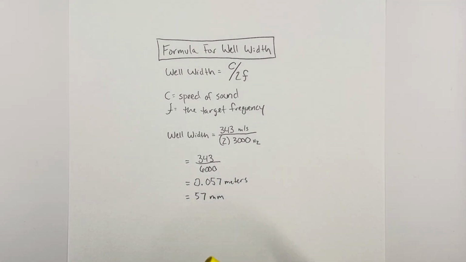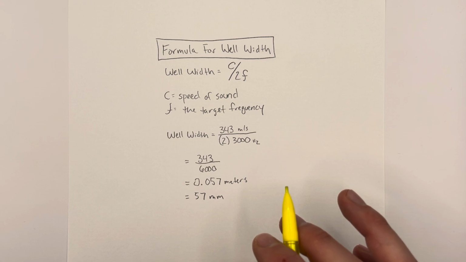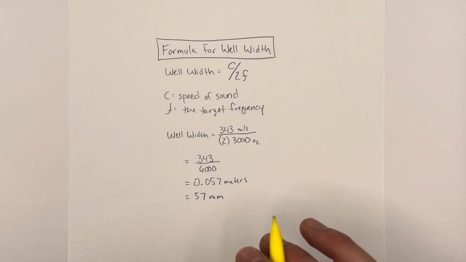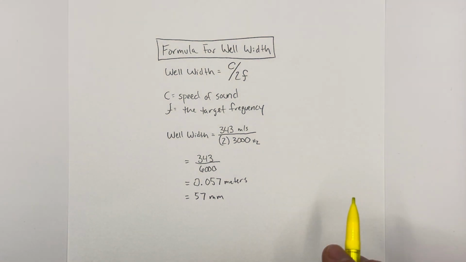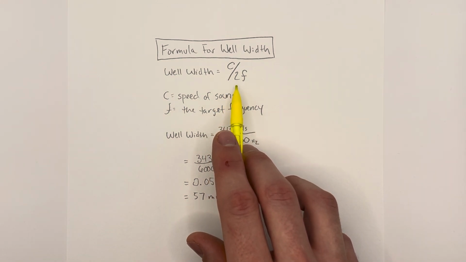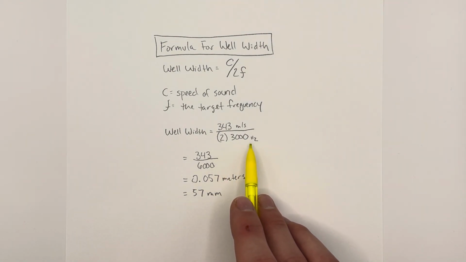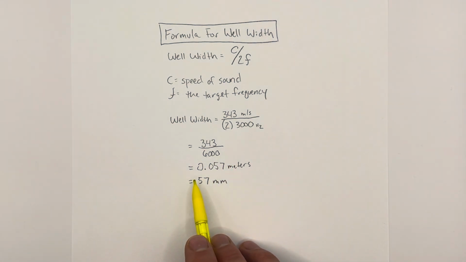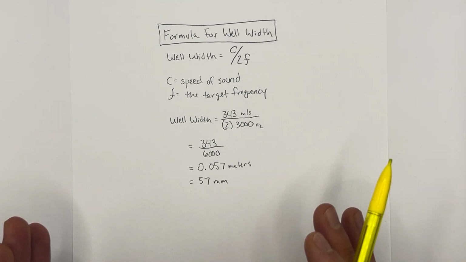Another thing you're going to need to calculate is the width of each well. To calculate the well width for a quadratic well diffuser, we use the guideline that the well width is approximately half of the shortest wavelength to be scattered. The shortest wavelength corresponds to the highest frequency. So we're going to use this formula: well width equals the speed of sound divided by 2 times the target frequency. For this example, we'll use 3000 hertz as the upper limit, and we'll get 343 divided by 6000, so 0.057 meters, which is 57 millimeters for the width of our well.